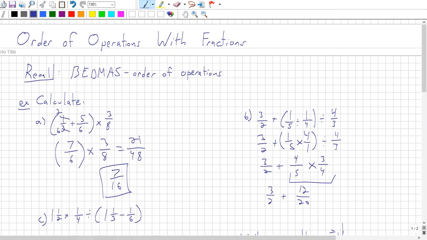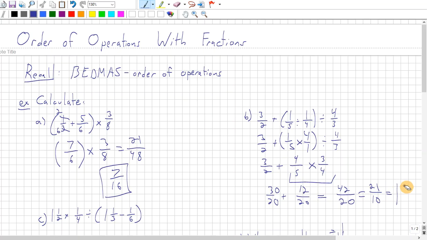So lots of steps. The 3/2 I can't add to 12/20 because they don't have a common denominator. But if I multiply that bottom by 10 to get 20, multiply the top by 10 to get 30, now I can add them. So 30 plus 12 is 42 over, I'm adding, so I don't change the denominator, so 42/20. I can reduce this, though, by dividing both by 2, at least. So I divide the top by 2, I get 21. I divide the bottom by 2, and I get 10.